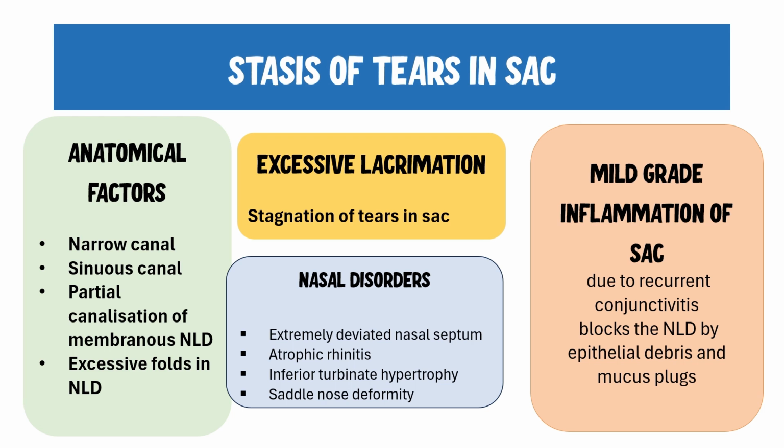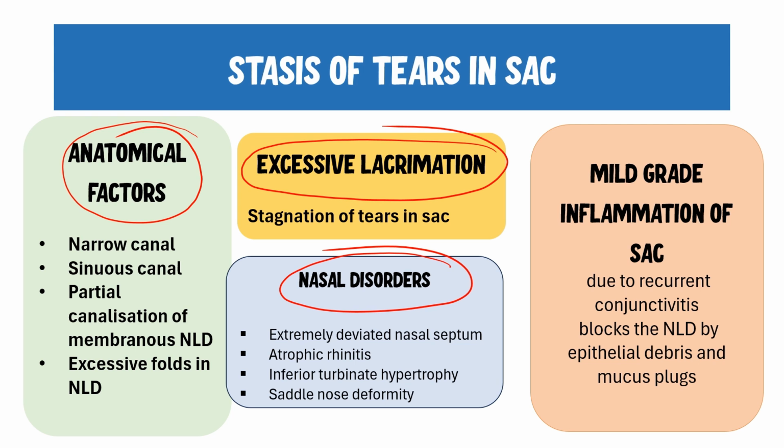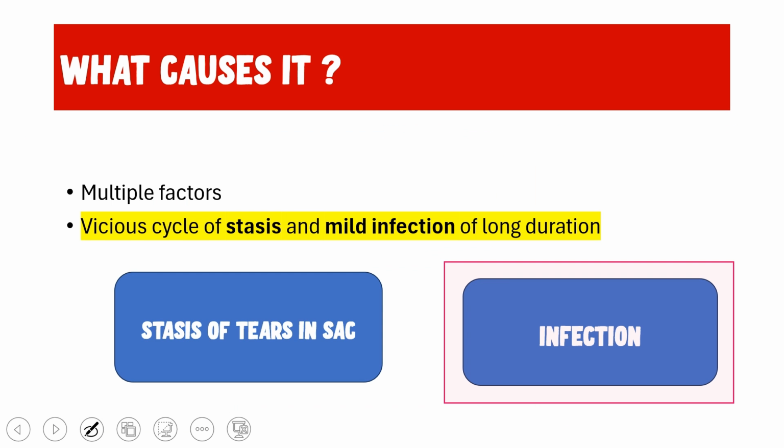So, this is basically a summarizing slide which summarizes the factors which can cause stasis of tears in the sac. So, we have anatomical factors, we have excessive lacrimation as a factor, nasal disorders, and mild grade inflammation going on in the sac because of recurrent conjunctivitis. So, the first factor we studied now is the stasis of tears.